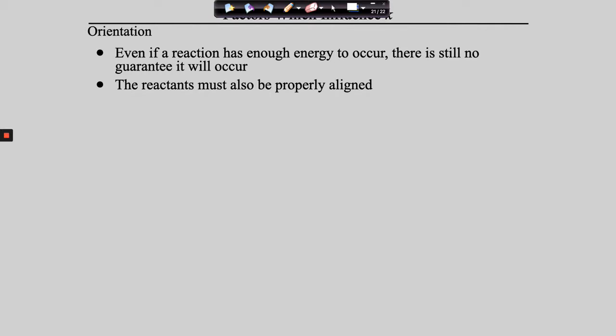Let's write that second bullet down. So guys, the idea is this. You can have a collision that has enough energy to get over the hump. But the problem is this: if the collision is not aligned properly, they won't stick.